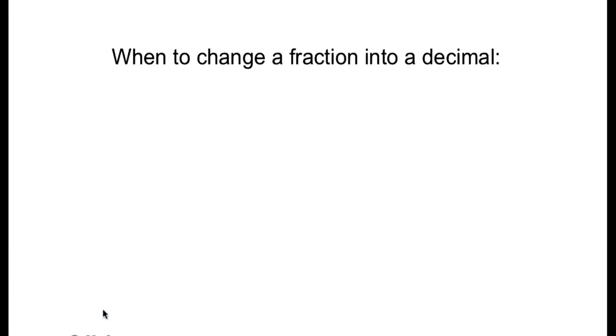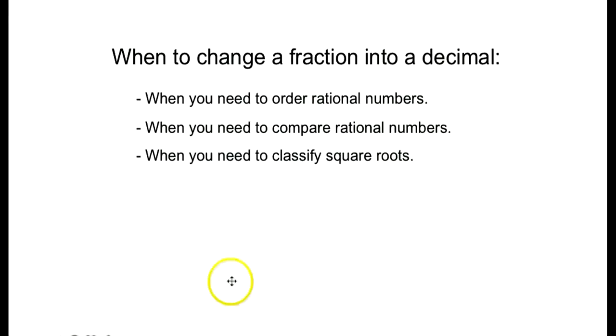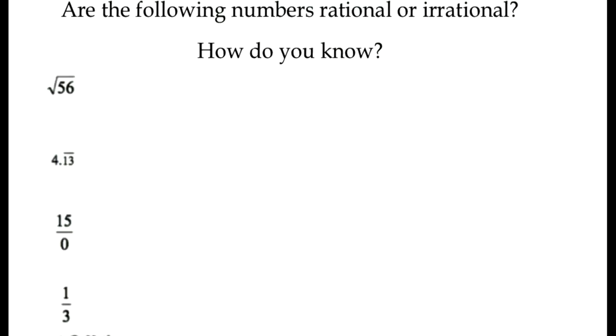When to change a fraction into a decimal. The first thing that you're going to change a fraction into a decimal for is when you need to order rational numbers. The second thing is when you need to compare rational numbers. And the third one is when you need to classify square roots. So are the following numbers rational or irrational, and how do you know?